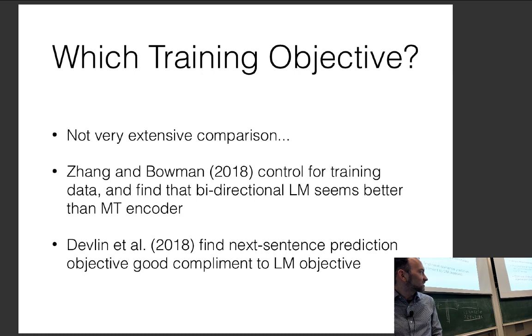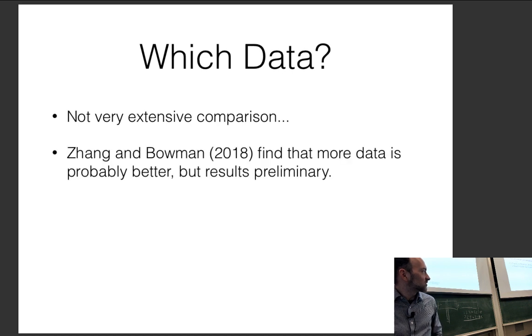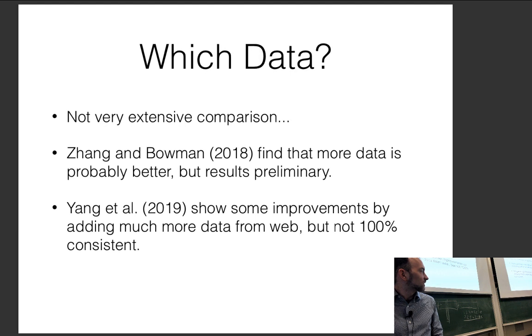Devlin et al. find the next sentence prediction objective is a good complement to the LM objective. The RoBERTa paper finds that it's not. And then which data? Not a very extensive comparison. More data is better. So they did a controlled experiment here that shows that more data is better. The XLNet paper showed improvements by adding more data from the web, but actually this wasn't 100% consistent. It didn't improve over every single task they tried on. So maybe focused data on Wikipedia is actually better than others.